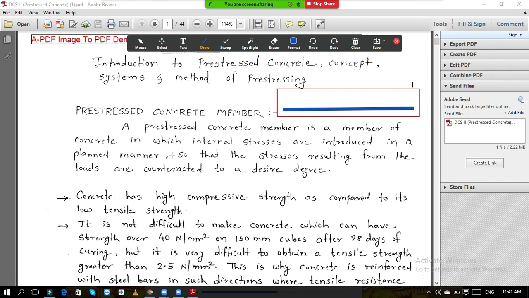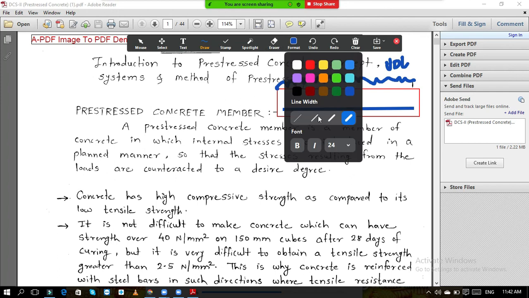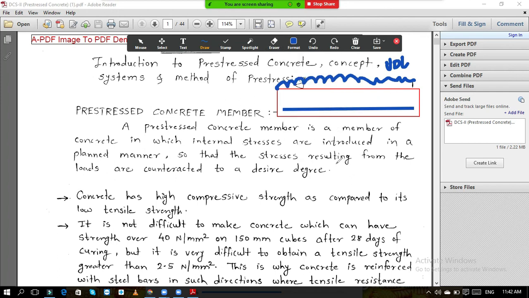So which stresses are developed due to the loads? Now suppose the load is acting over here like this. Suppose this is UDL or point load. What type of stresses develop on this beam? So two types of stresses are developed. First is the direct stress. Okay, direct stress. And second is the bending stress. These two major stresses are developed over here.